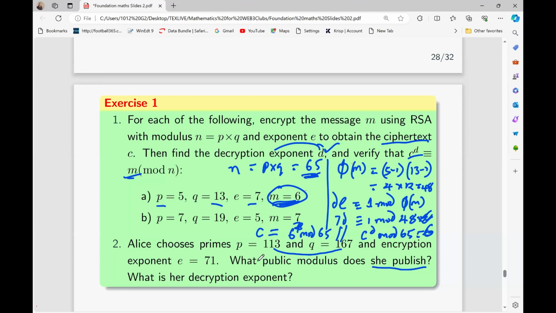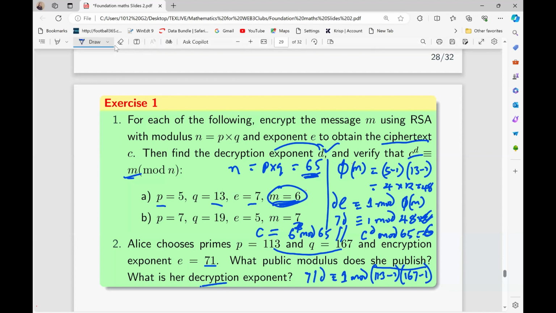What is N? Now, what is her decryption exponent? The inverse of 71. So to get the decryption exponent, you take 71. D is congruent to 1 mod phi of N. What is phi of N? Phi of N is 113 minus 1 multiplied by 167 minus 1. This is phi of N. So that's how you do that question.